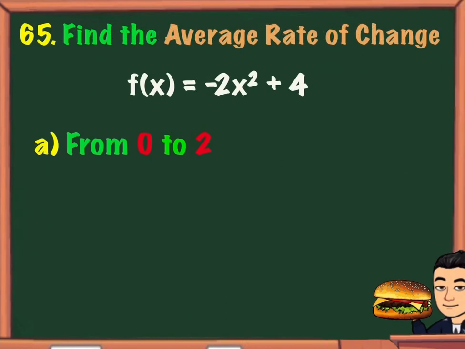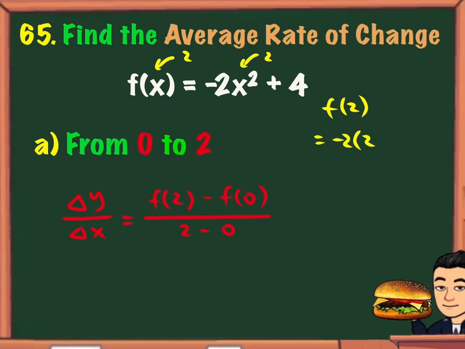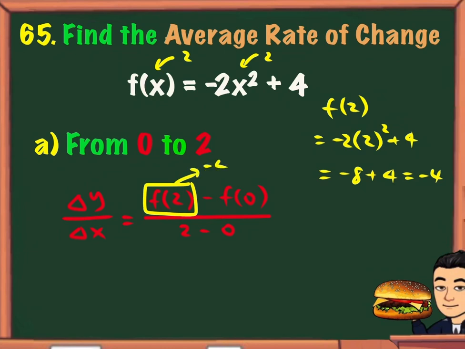So the average rate of change is delta y over delta x. So f of 2 minus f of 0 over 2 minus 0. If you plug in 2 into the x, you're going to be able to find out the f of 2, which equals negative 2 times 2 squared plus 4, and that equals negative 8 plus 4, which equals negative 4. So this f of 2 is negative 4.